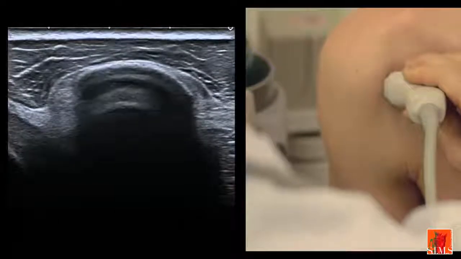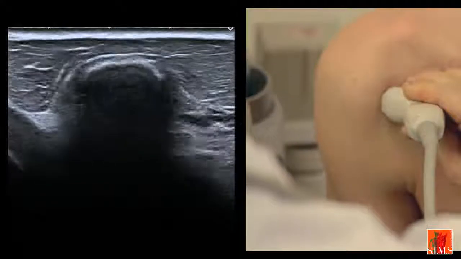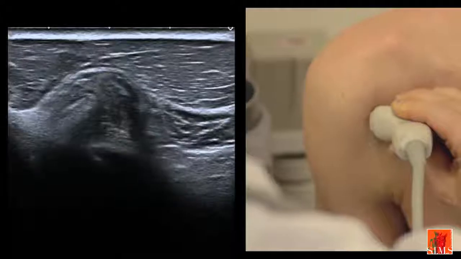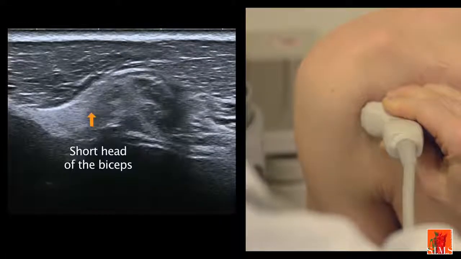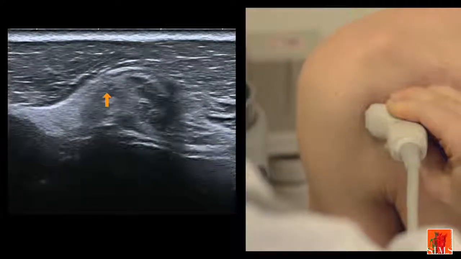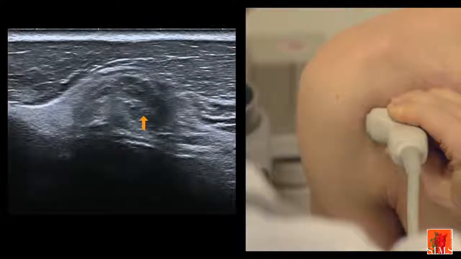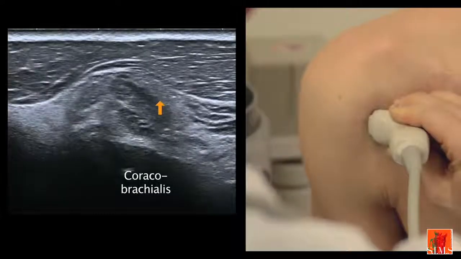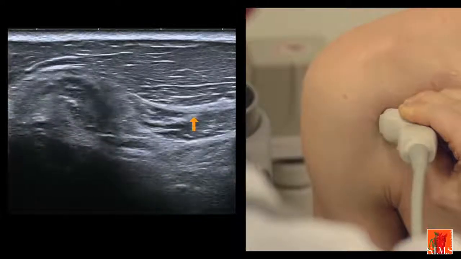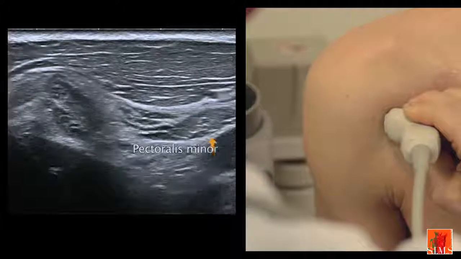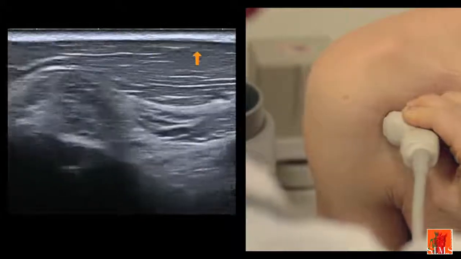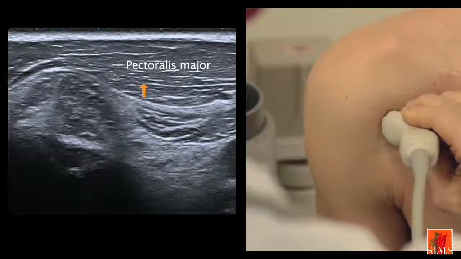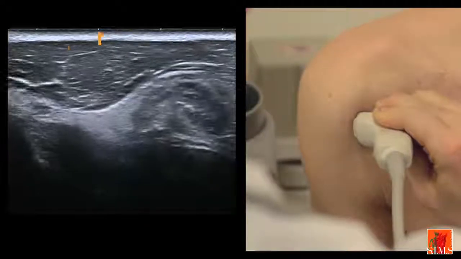Now, starting from this long axis image over the coracoid process, we will look at the muscles that insert on the coracoid. Travelling down, slowly moving the transducer downwards, here you notice a hyperechogenic portion, which corresponds to the relatively long tendon of the short biceps. Here a more muscular, more internal part, which corresponds to the coracobrachialis. And more internally still, the pectoralis minor with the axillary artery. These muscles are located deep to the pectoralis major here and the deltoid here.